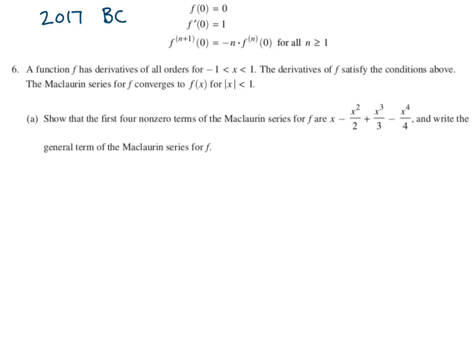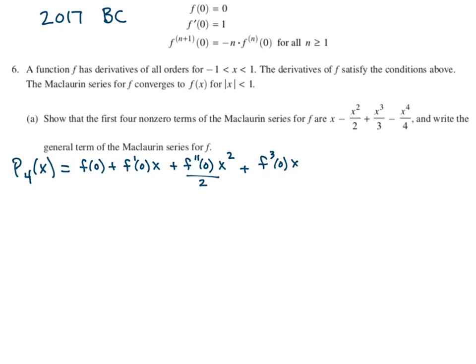Part A shows that the first four nonzero terms of the Maclaurin series for f are x minus x squared over 2 plus x to the third over 3 minus x to the fourth over 4. So that's nice. They give us the answer here. We just have to verify that it actually works. I have to do a little bit of work to find the general term, so we'll see what that looks like.